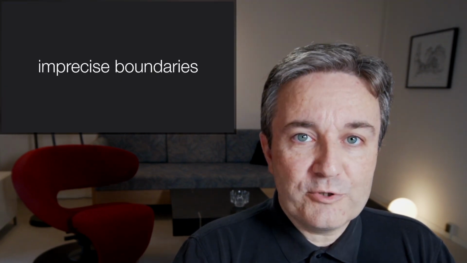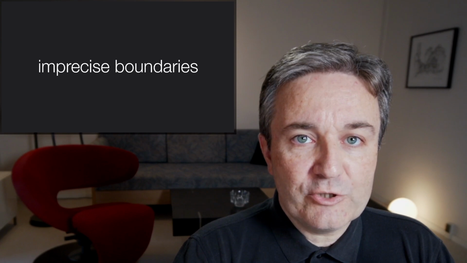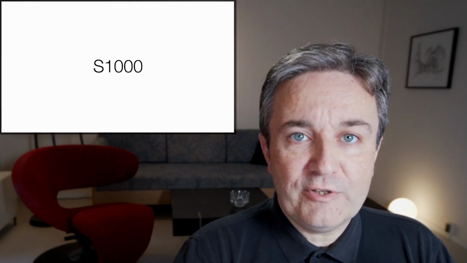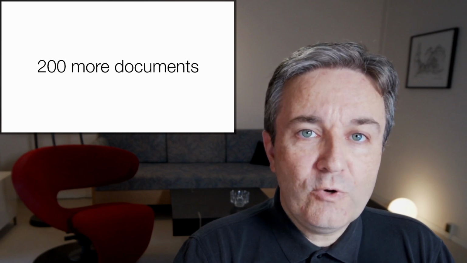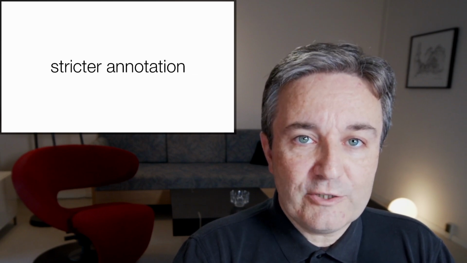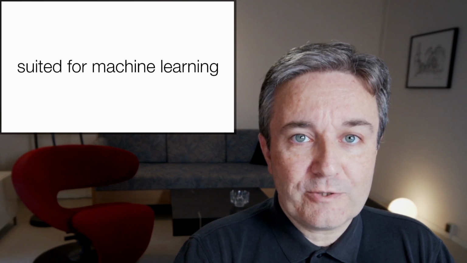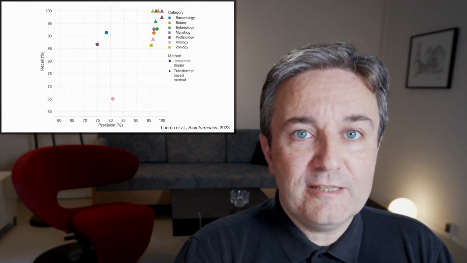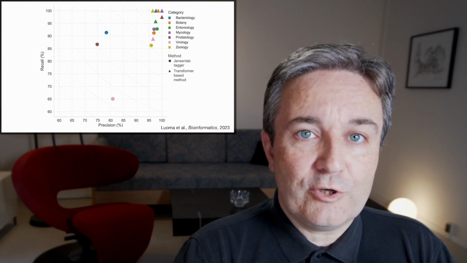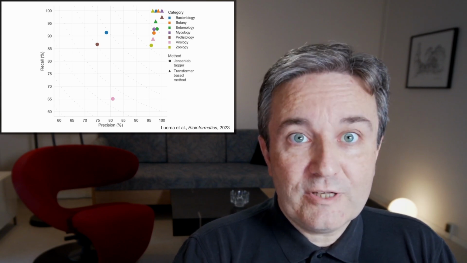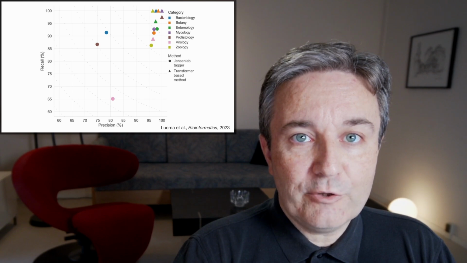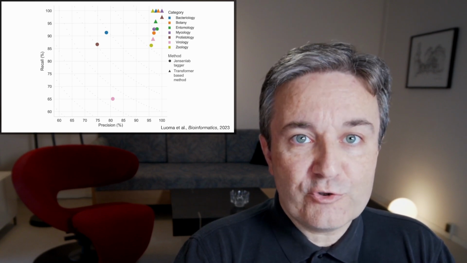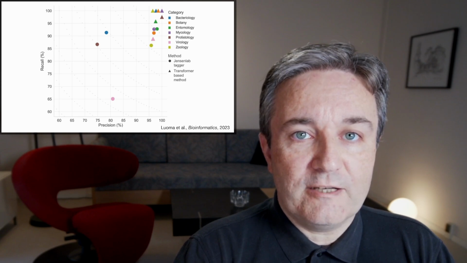The problem with this corpus is that it has imprecise boundary definitions, which is a problem if you want to do machine learning, which led us to make a new version of it called S1000, which has 200 more documents and stricter annotation, especially with relation to the boundaries. This makes this corpus much better suited for machine learning, and as you can see in this benchmark, we indeed get very good results when training machine learning algorithms on it, while still having a corpus that is also suited for dictionary-based named entity recognition.